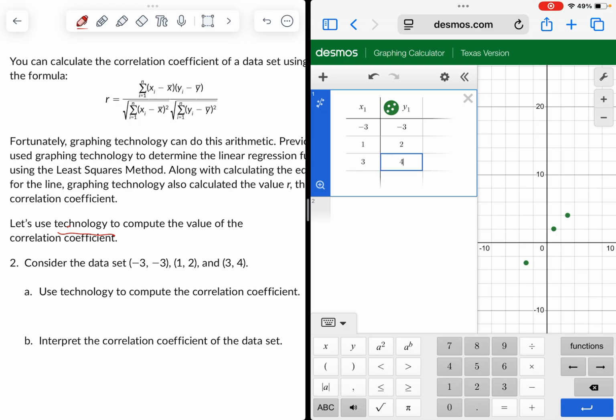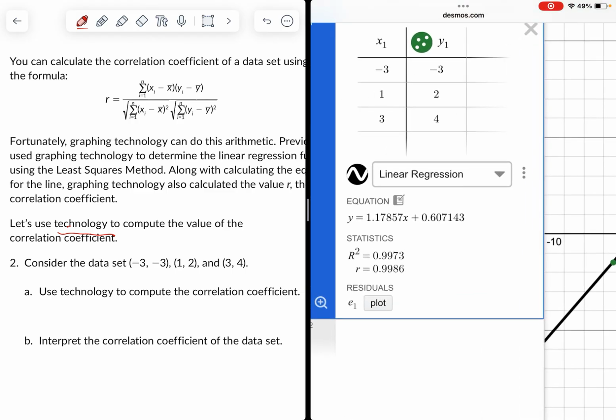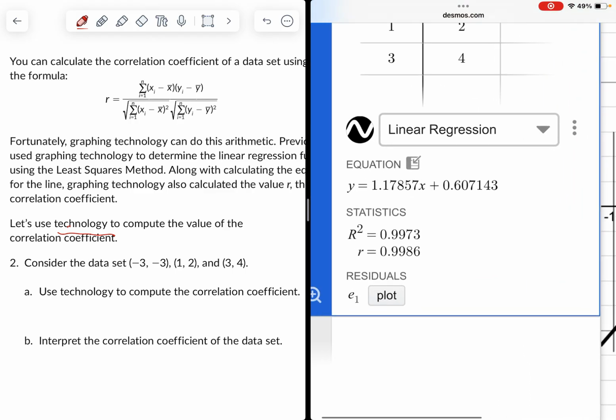Now is the part where I ask the computer to give me the linear equation, but this is also where I'm going to get my correlation coefficient. So I hit the regression button, and guys, what we're looking for is the R. The R is your correlation coefficient. Now you might notice there is an R squared and there is an R. We just want the R.